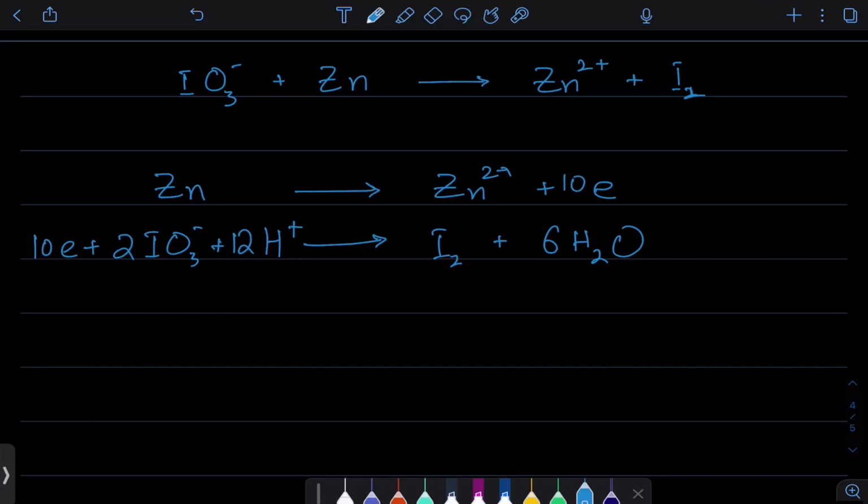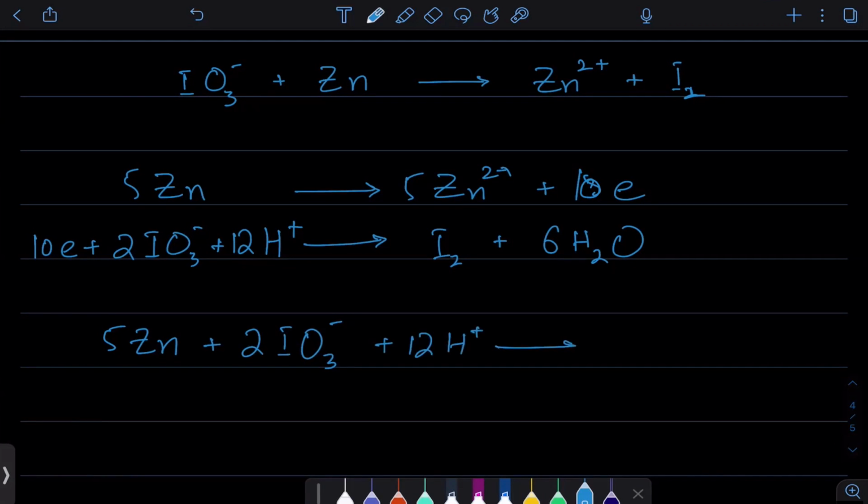So what do I do? What do I multiply 2 with to get 10? 5. So this will become 5 zinc ions, 10 electrons. And now it is balanced. So my overall equation will be 5 zinc plus 2 iodate in acidic conditions give me 5 zinc ions plus iodine plus 6 water. You have complete liberty to add electrons, protons, or OH minus.